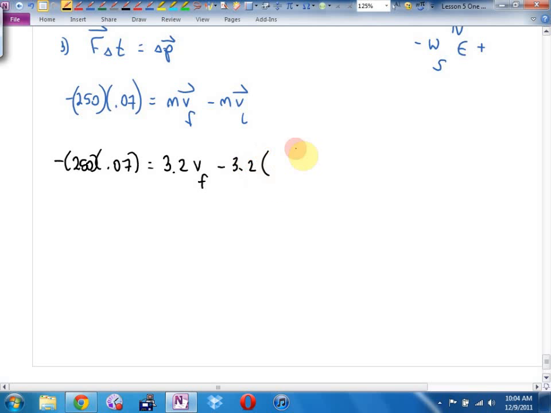And they did tell me V initial, did they not? Direction, direction, direction. Positive 4 or negative 4? Which one? How do you know? Okay, we decided to be consistent here, so positive 4. Otherwise, I'd put a negative 4 in there, and I'd have a minus minus, which would really change the answer quite a bit. Okay.